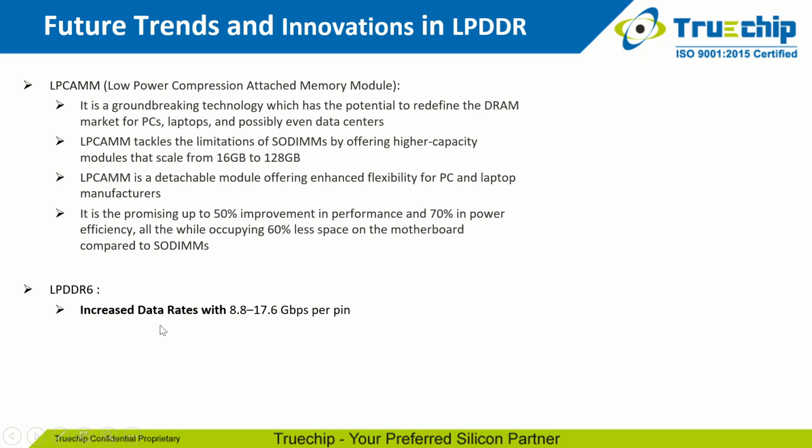LPDDR6 increased data rate with 8.8 to 17.6 Gbps per pin. LPDDR6 is currently in the early stages of development with industry adoption expected by 2026 to 2027.